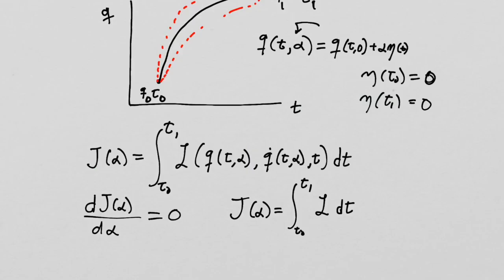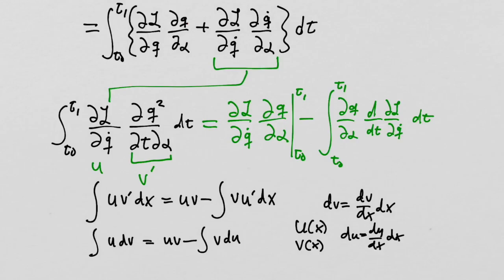Now, we remember, going back here, that this is an expression of the path as a function of alpha. If I take that derivative, I get eta, right? All that's left is eta. That's not a function of alpha at all. That's the real path. So the derivative of this with respect to alpha is just eta. But eta at t1 and eta at t0 are both defined to be 0. And that's what the limits of this integration is. So this will always be 0.